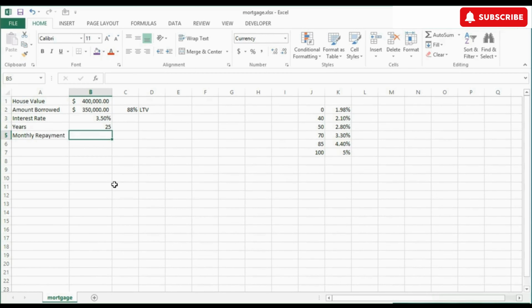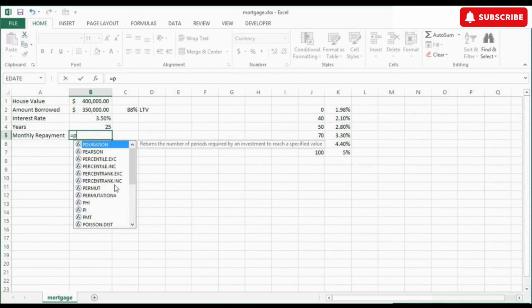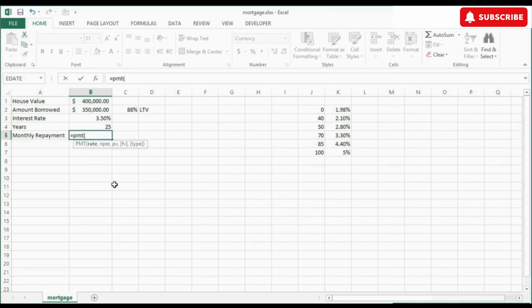Well, the start point is equals, like all functions, PMT, which stands for payment. Open brackets. What is the interest rate? Well, it's this one here. However, that's the interest rate per year, and we're looking at monthly payments. So we need to divide that by 12, comma, N per, the number of payments. Well, we have here the number of years, but we're again dealing in months, so we need to multiply that by 12 to get the number of payments. So we take the cell value, multiply by 12, comma. What's the amount that we're borrowing? PV standing for present value. Well, the present value is 350,000. That's how much we borrowed today.